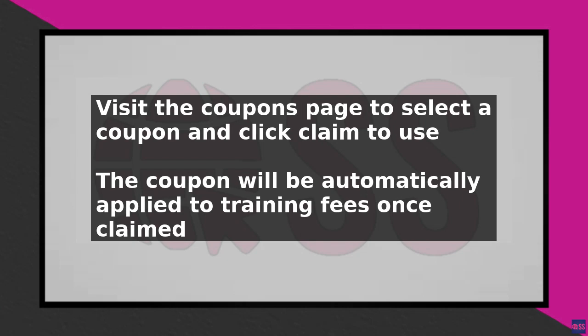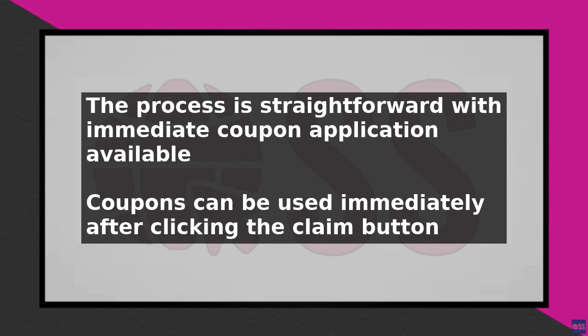These coupons function as deductions for training fees, with specific discounts and maximum values, such as 50% off up to 50 USDT. Once you click Use, the coupon will be automatically applied to your training fees. The process is straightforward. Visit the Coupons page, select a coupon, and click Claim to have it used immediately.